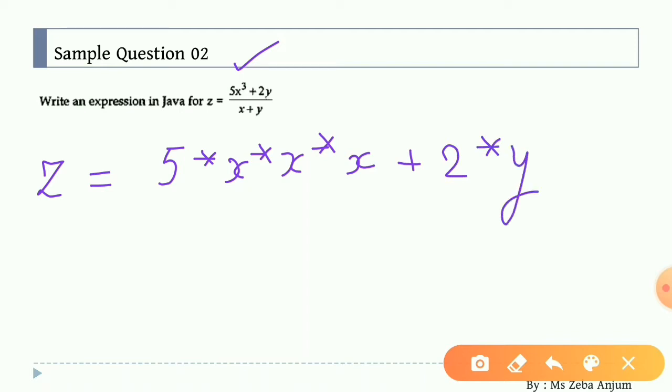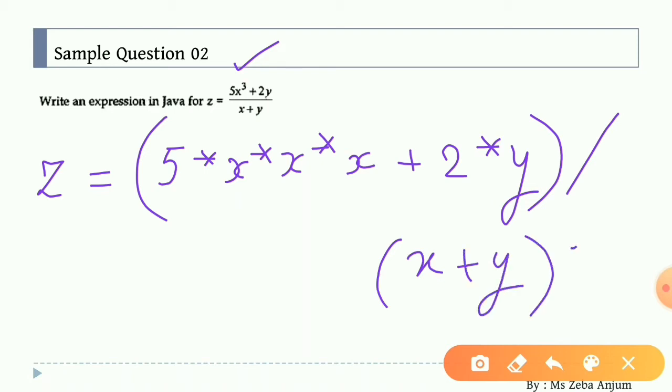Okay, we are done with the numerator. So enclose this numerator in brackets. Then divide by your x plus y. Okay, and then this semicolon also. So this is the answer for your sample question number 2.